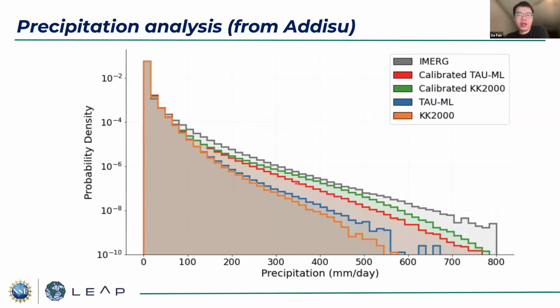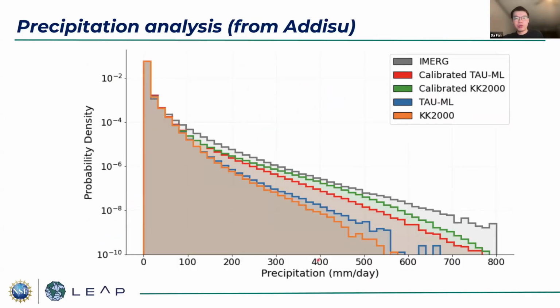Okay, I'll move forward. Here is the precipitation analysis for the calibrated ensemble. I would like to thank Arisu for doing the analysis. Here's the histogram of precipitation for all members. The green one is the iMerge observation data, which is the precipitation observation used as the benchmark.